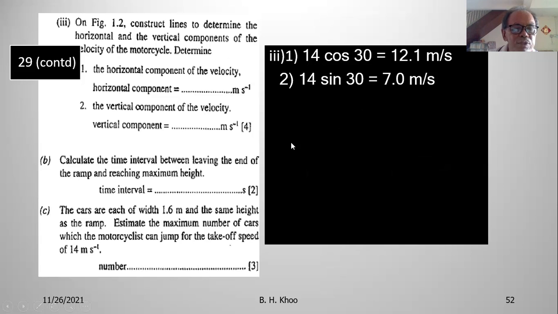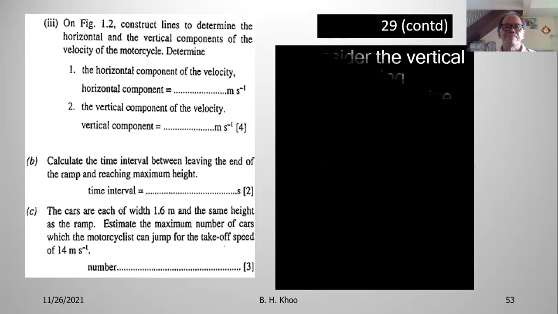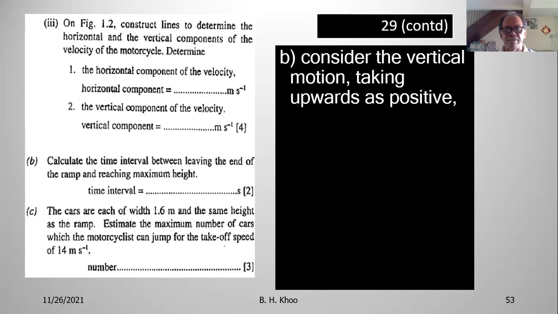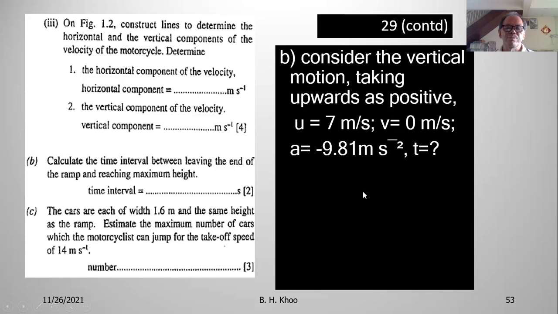Calculate the time interval between leaving the end of the ramp and reaching the maximum height. Consider vertical motion, taking upwards as positive. So the vertical velocity is 7. At maximum height velocity is 0. G, we take upwards as positive, so G is downwards, negative 9.81. We want to find the time. v equals u plus at. Put in your values. v is 0, u is 7, minus 9.81 t. Calculate your time.